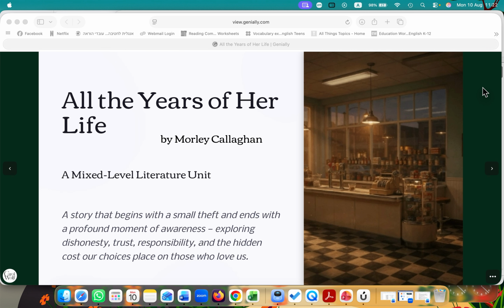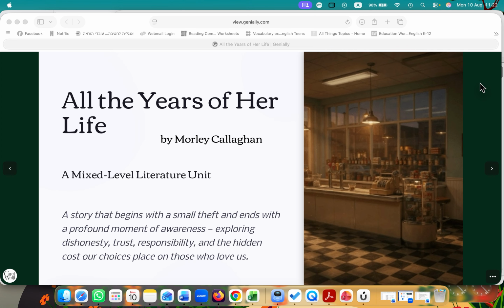Okay, we're going to be looking at a unit of a short story written by Morley Callaghan, All the Years of Her Life. It's going to be taught in a mixed level class. On the surface, it seems like a simple story about a young man caught stealing from a drugstore. But it develops into something much deeper. The hidden cost our choices have on others.